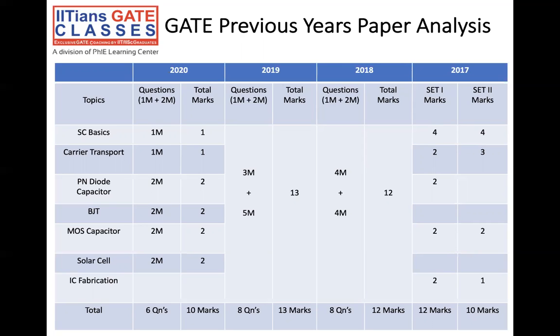In 2017, we have 2 sets. The first set has 12 marks and the second set has 10 marks of questions. So from this analysis we can easily understand that we have at least 10 marks from this subject, and maximum it can go up to 12 to 13 marks in each year.